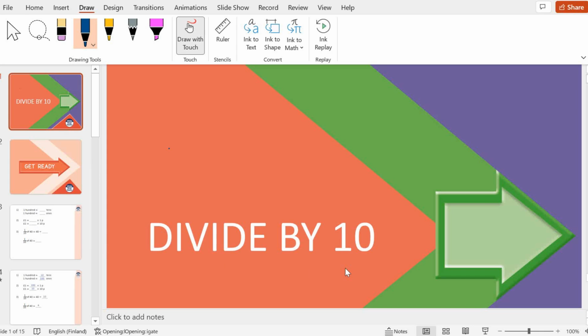Doing divide by 10 today. So we're going to be looking at the different ways one can divide by 10. Let's begin.